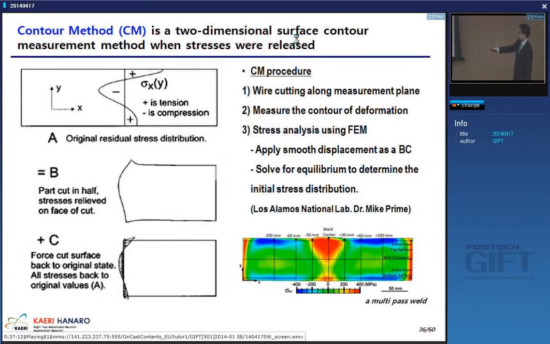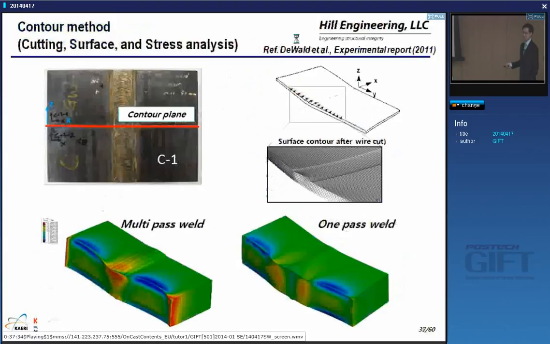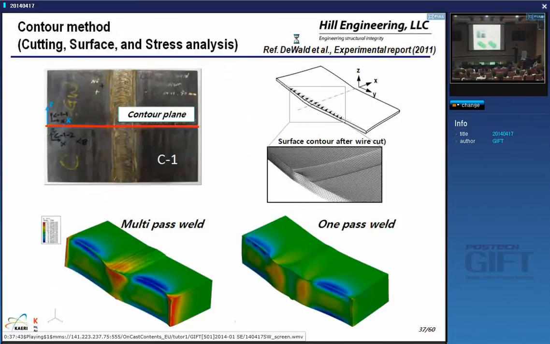So you can measure the contour, X, Y, and the Z direction, how it comes out and goes down. If we want to make a flat surface, how much force do you need? So you can back calculate the stress. The idea is very simple, but the experiment is difficult. When we have a sample and cut it, you can see some contour and then calculate using FEM modeling how stress builds up here.